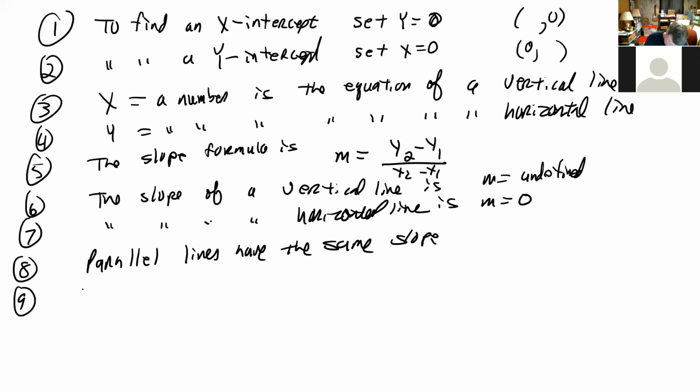Okay. Perpendicular lines have slopes that are what? Reciprocals? A little bit more than that. They're opposite or negative reciprocals. So you not only flip it over, but you change the sign. Okay, don't forget that.